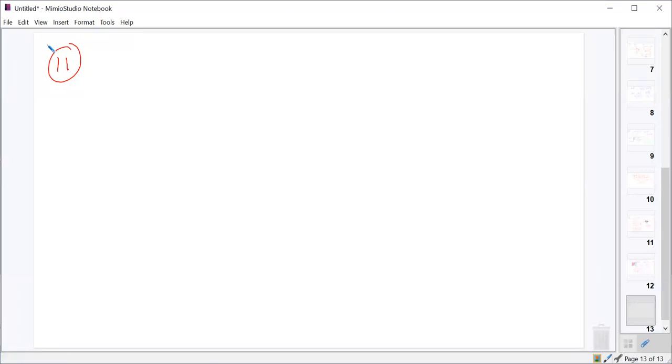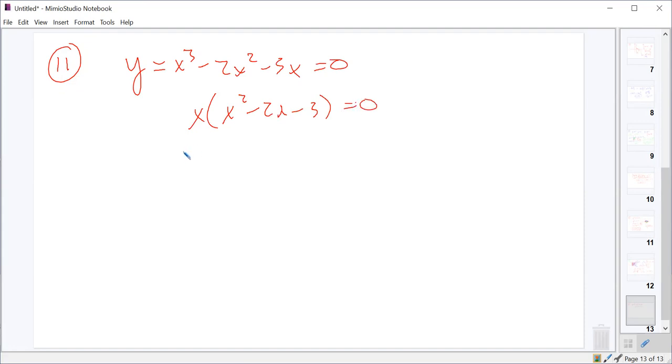Number 11, we got the curve y equals x cubed minus 2x squared minus 3x and the x-axis. So we're going to have to figure out when this thing intersects the x-axis. So let's figure out when that equals 0. So we'll factor out x squared minus 2x minus 3. So we got x times x minus 3 times x plus 1. So this intersects the x-axis at 0, 3, and negative 1.